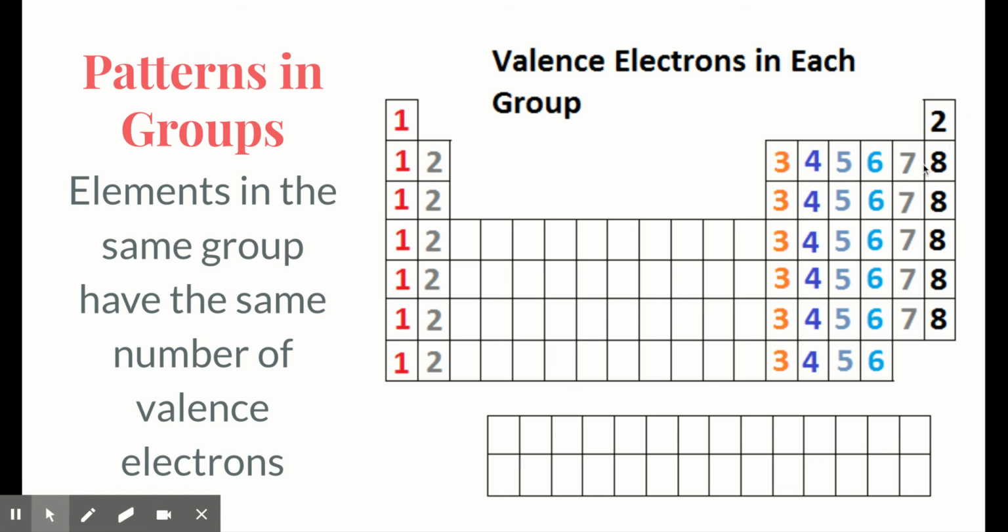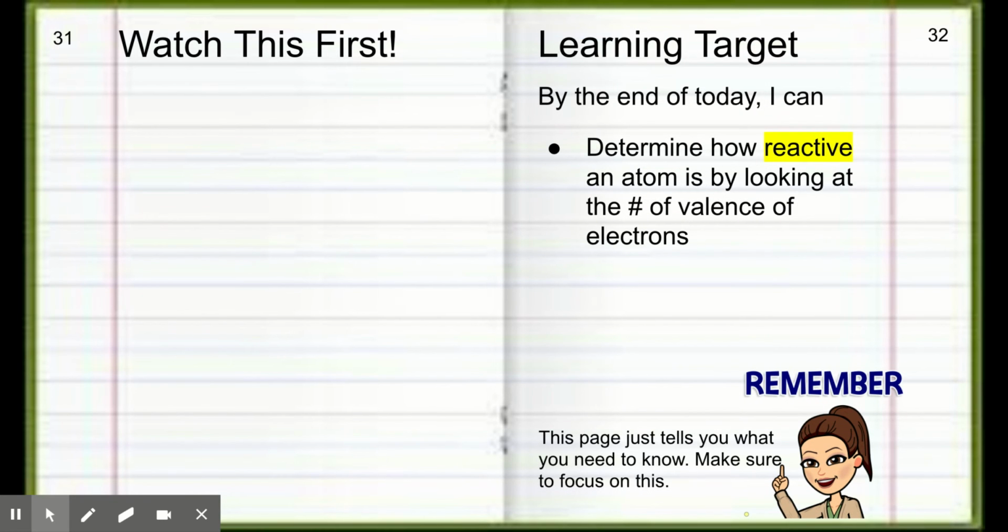All right. And this plays an important part in reactivity, which is what we're going to be learning today. So today, you should be able to determine how reactive an atom is by looking at the number of valence electrons. Okay. So that's what we're going to be focusing on today. The word reactive, the word reactivity, and connecting it to valence electrons. If you have any questions, please feel free to ask.